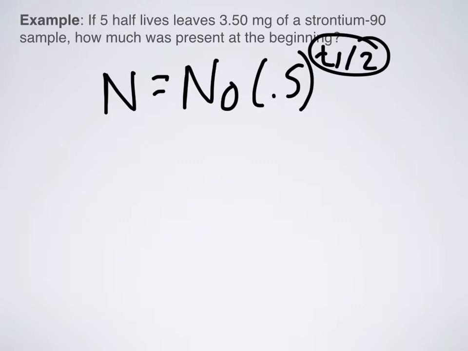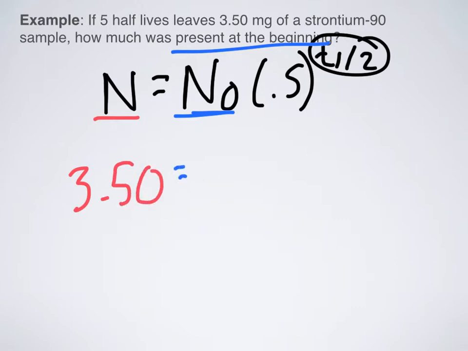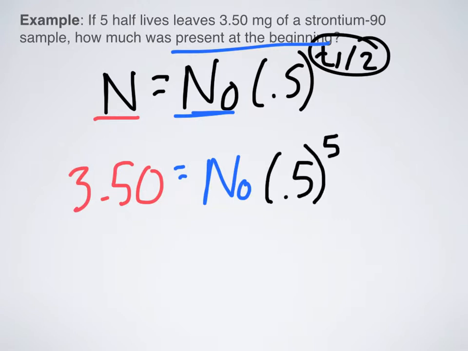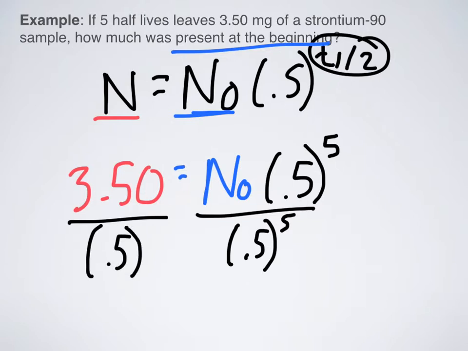So I am being asked to find this. I don't know how much I started with. What I do know is how much I have right now. I have 3.50 milligrams, and I would like to know what this number is, n sub 0. But I have also the rest of this to plug in. So you need to do some manipulation in your calculator in order to get this to work. Okay? So I have 3.50, and I need to get my n sub 0 by itself. So I need to divide by half raised to the 5th power.